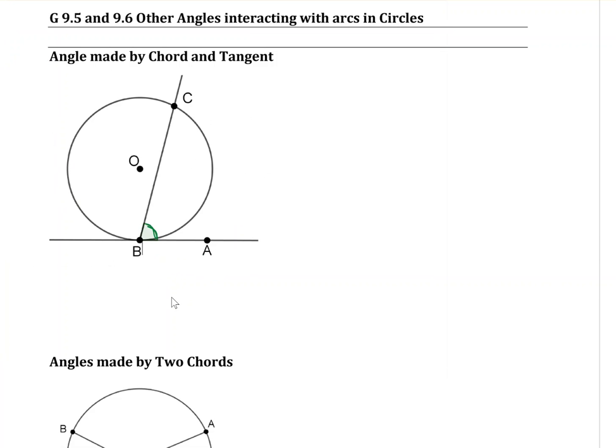So we can say that the measure of angle ABC is going to be 1/2 the measure of arc BC, for the same reason that you have an inscribed angle.